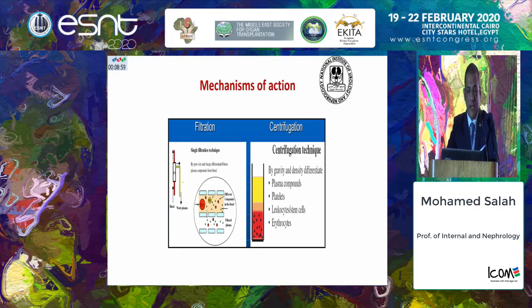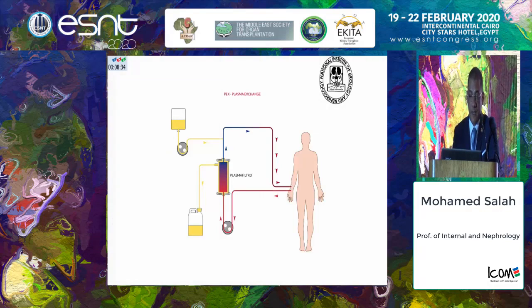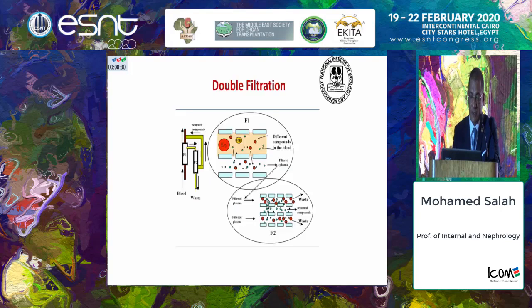the mechanism of action, as we said, in filtration by single filtration technique, by pore size and charge differentiate, filtrate plasma compounds from blood, as we can see, and centrifugation technique by gravity and density differentiate plasma compounds, platelets, leukocytes, stem cells, and erythrocytes. Again, this is the diagram of what we described.